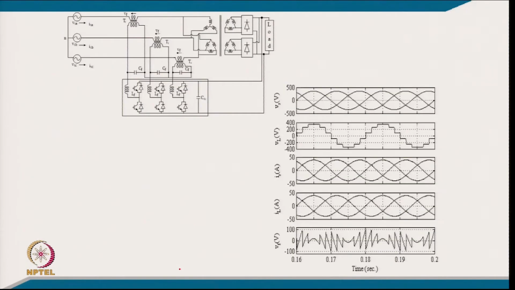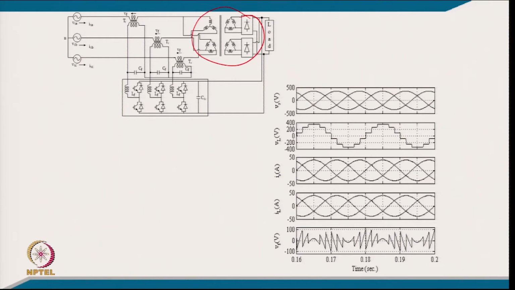So, this is the typical circuit. We have here a 12 pulse converter, a voltage fed load because a capacitor is connected at the output, a series active filter here, and a supply. This series active filter has to inject the voltage in such a manner that the currents become sinusoidal, balanced, and in phase with the voltage. So, unity power factor is achieved.